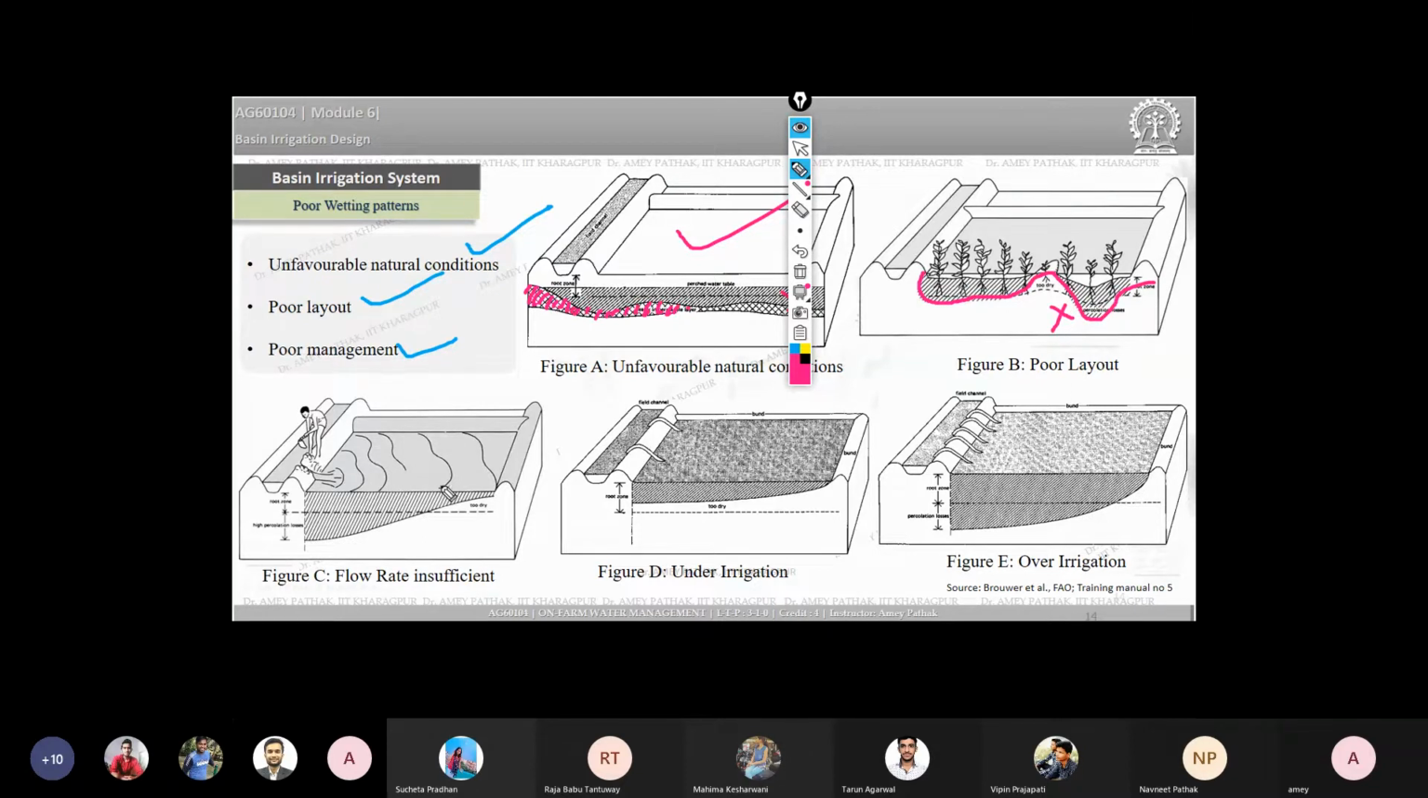Next is when the flow rate is not sufficient. Not sufficient means this Q naught that we are releasing from here is not sufficient. So when this kind of profile appears, this is your infiltration profile.